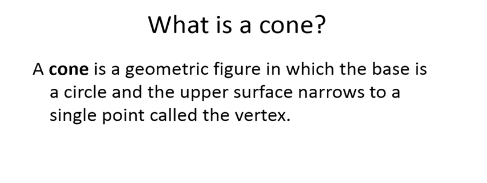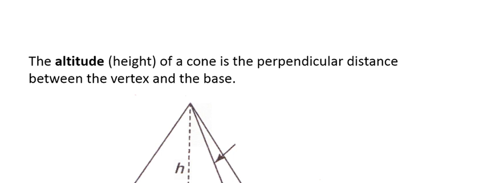A cone is a geometric figure which has a circular base where the upper surface narrows to a single point called the vertex. We're going to talk a little bit now about how the cone is put together and introduce you to some vocabulary that you'll need as we work through the remainder of this unit.